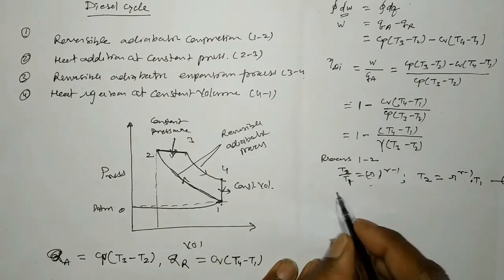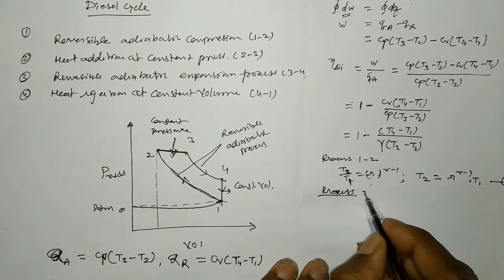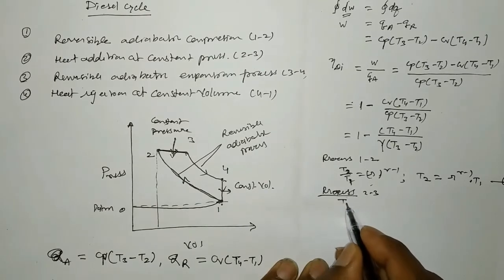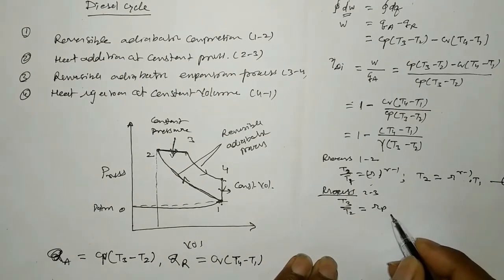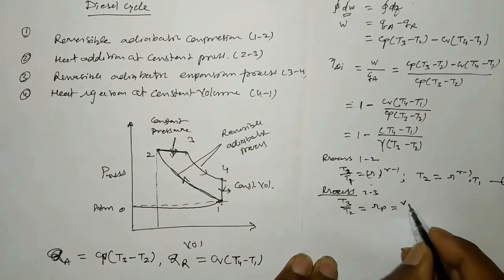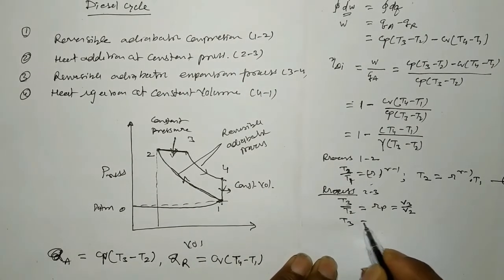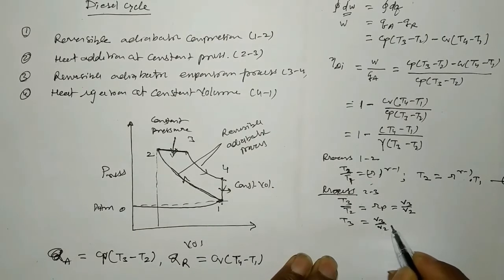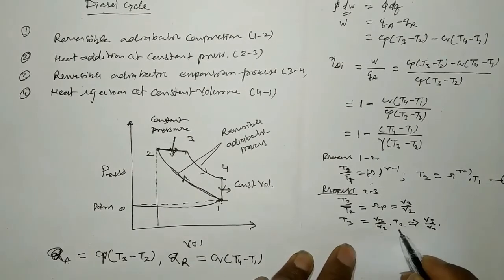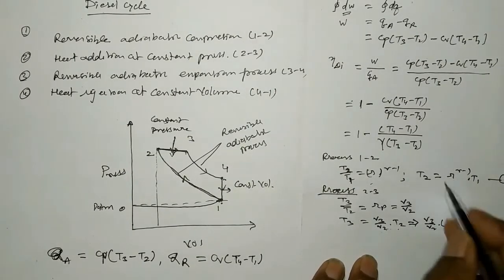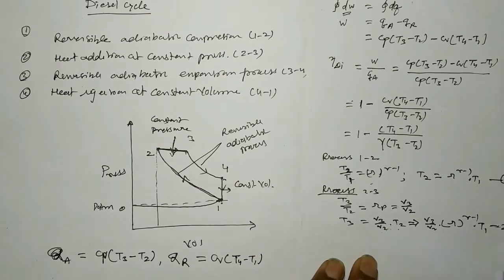Similarly, process 2 to 3: T3 by T2 equals the pressure ratio, that is V3 by V2, which is called the pressure ratio. So T3 is equal to V3 by V2 into T2. The value of T2 is replaced from equation 1, that is R power gamma minus 1 into T1. This is equation 2.